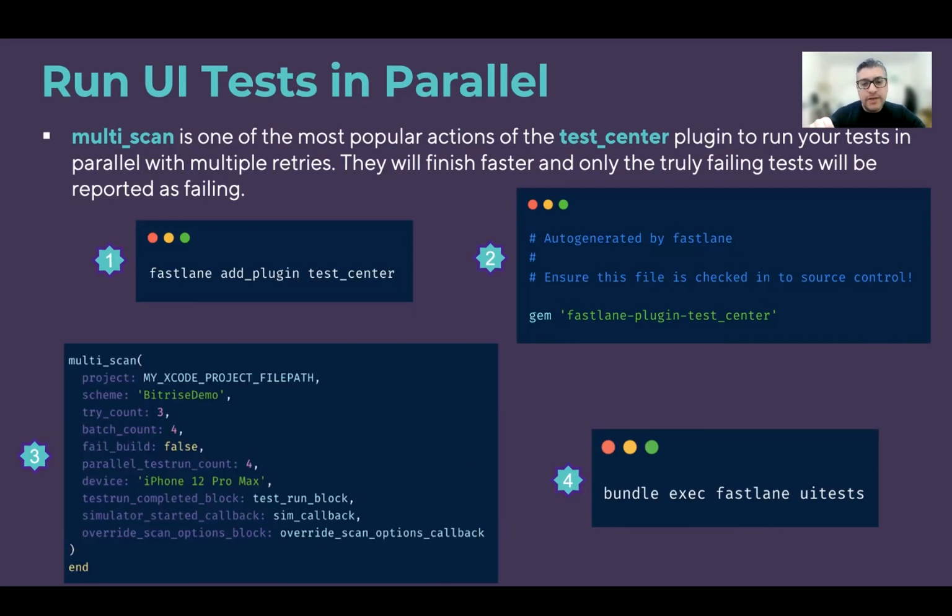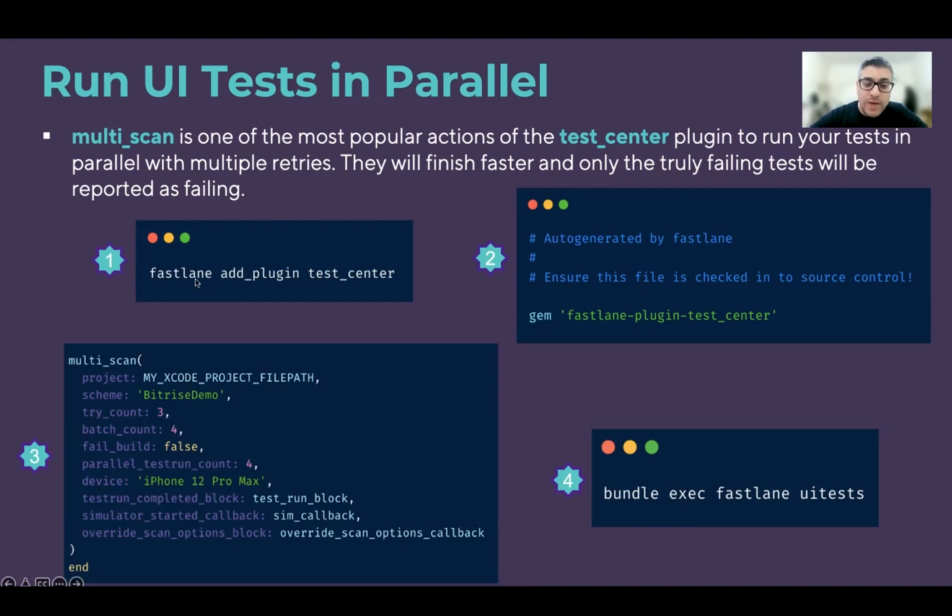To run the UI tests in parallel, now that we have Fastlane in our application, we first need to install the Fastlane plugin inside our fastlane folder. So from the command line, we will run this command, fastlane add_plugin, then test_center. Test center is the plugin that we will add, and it includes one feature which is multi_scan. It helps us split our test suite across different simulators and run them in parallel on different devices. So the test center plugin runs your tests in parallel with multiple retries as well. They will finish faster, and only the truly failing tests will be reported as failing.